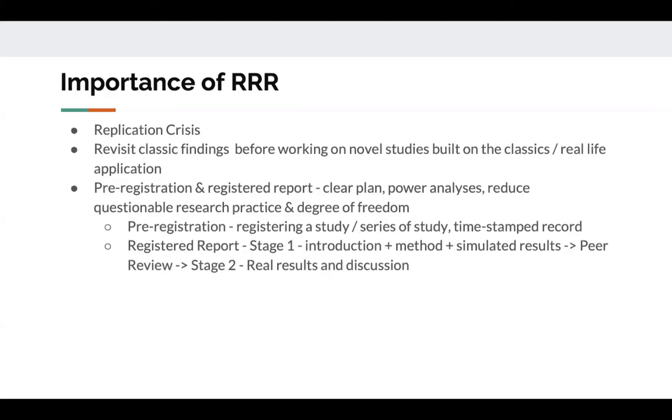So basically, pre-registration is registering a study or a series of studies with a timestamped record. And for a registered report, there's stage 1, where the introduction, method, and simulated results are already done. And then you move on to peer review. The second and final stage is where the real results and discussion are completed.